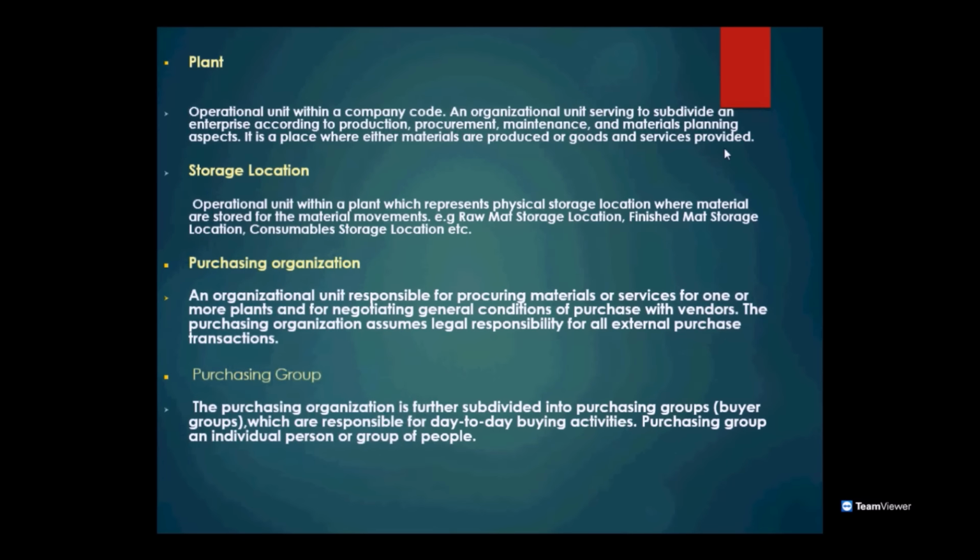The next entity is the plant. A plant is an operational unit within a company code. It is a place where actual manufacturing happens, all the material movements happen, and all the sales related activities are happening.